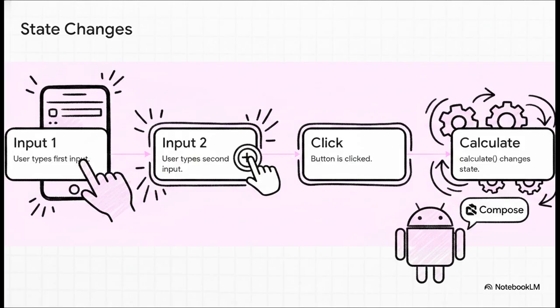Step 1. The user types their first input, and our code updates the first state variable. Step 2, they type the second input, which updates the second state variable. Step 3, a math operation button is clicked. And step 4, the calculate function runs and changes the result text state. Because result text is a Compose state variable, the displayed text on the screen automatically updates. Boom! That is recomposition in action. Simple, direct, and incredibly fast.